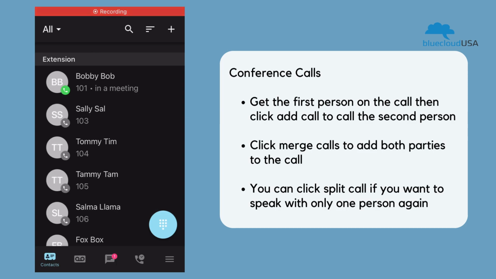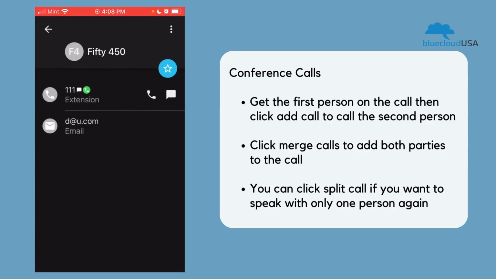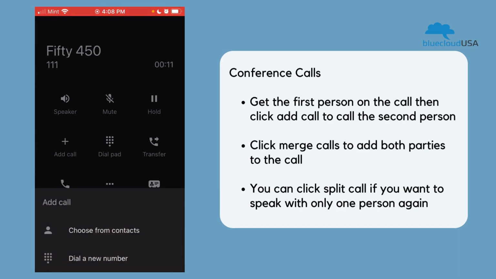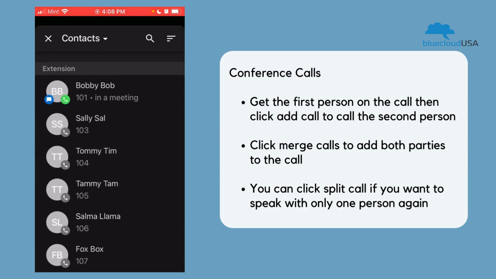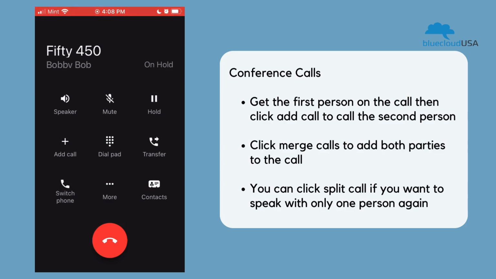Next, let's go over how to do a conference call on the mobile app. So what you'll do is you'll get the first person on the line, either they call in or you call them. Now that we have the first person on the line, we're going to add the second person to the call. So we'll press add call button, press choose from contacts, or you can dial a cell phone number if you press dial a new number. I'm going to select a coworker, and I'm going to press Bobby Bob, press their extension number. And now we are talking to Bobby Bob.